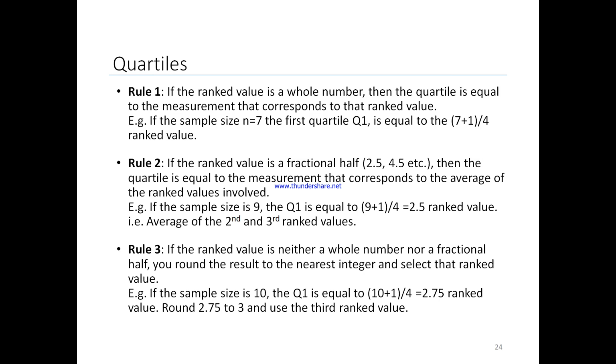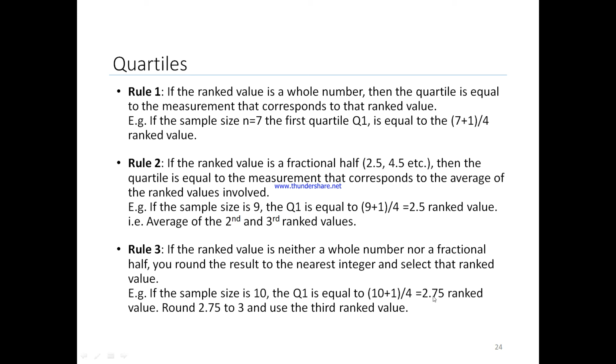So there are some easy rules that you can use to find the quartile. When you are finding the position, if you get an exact number, no problem. But let's say for the position you get a number like 2.5, then what you have to do is take the second value and the third value and get the average.